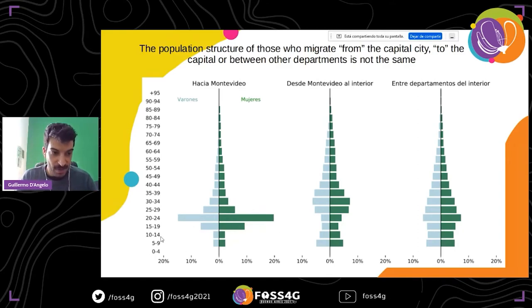This is a population pyramid. You can see ages in this axis and the percentage of population in the x-axis. People who migrate from Montevideo to the interior, which means the other departments, are slightly older, like in their mid-30s, early 40s. And it is relatively well balanced between men and women. And the migration between departments of the so-called interior is a little bit more evenly distributed between ages.